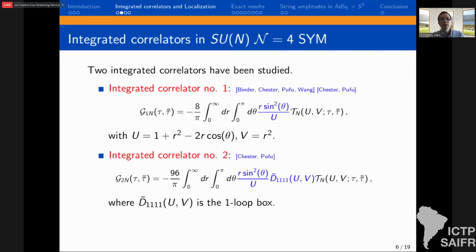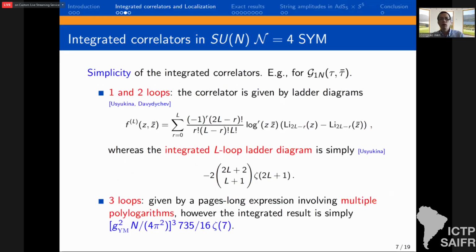So there are two integrated correlators that have been studied. I will call them just number one and number two. For the first one, the measure takes this rather simple form. The second one has the same measure, but inserts yet another function I call D-bar 1111 here. This is just the D-bar function, or the contact Witten diagram. Or if we want, this is just a one-loop box integral in 4 dimensions. All right. So before I present our result, let me comment on the simplicity of this integrated correlator. Let me just focus on the first one.